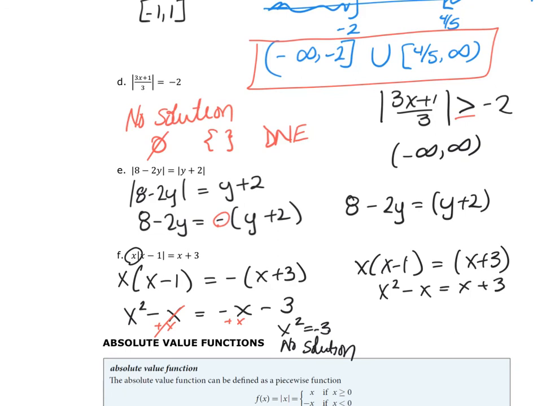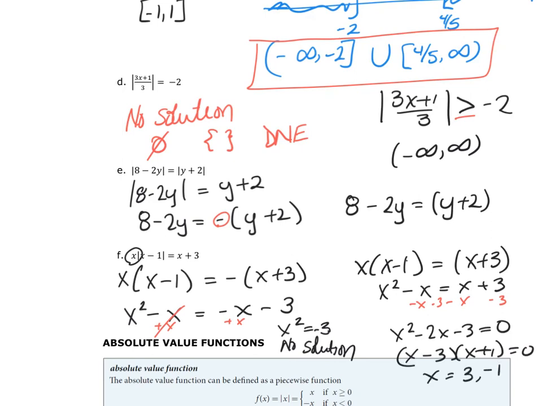So x plus 3. Helps if I pull the negative through. So on this one, I'm going to subtract x from both sides. Subtract 3 from both sides. And I get x squared minus 2x minus 3 is equal to 0. This factors into x minus 3, x plus 1 is equal to 0. So my two solutions are when x is equal to 3 and when x is equal to negative 1.